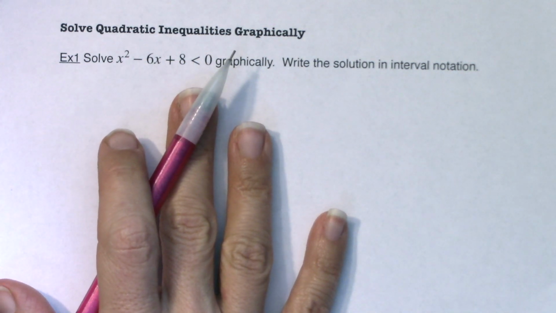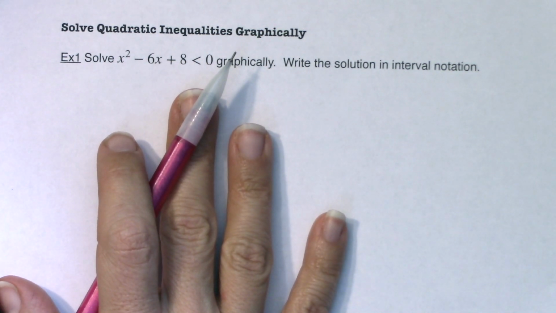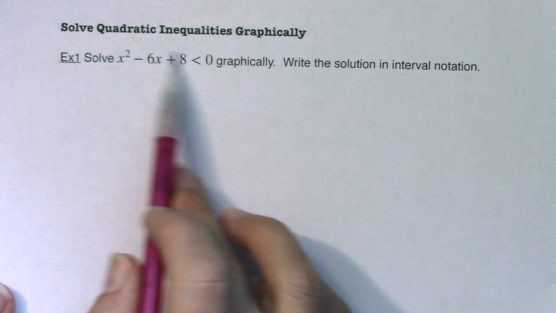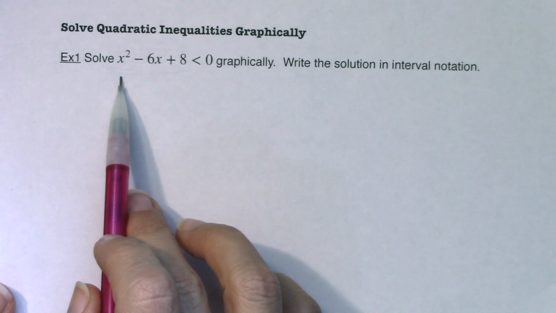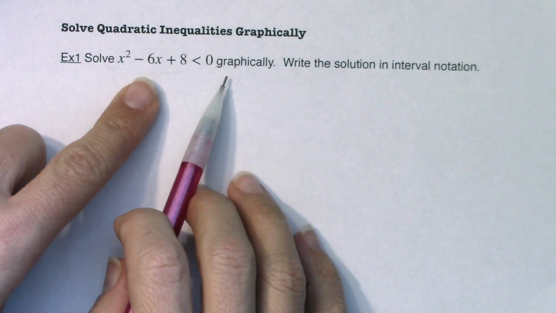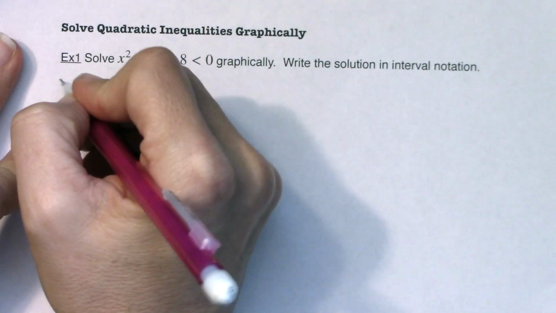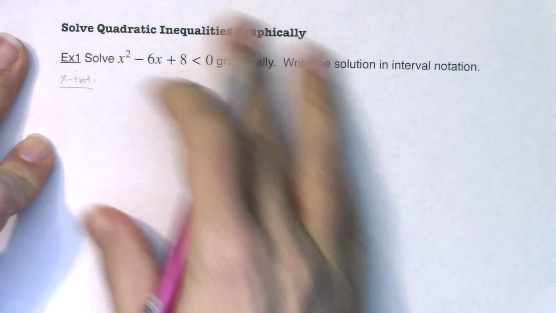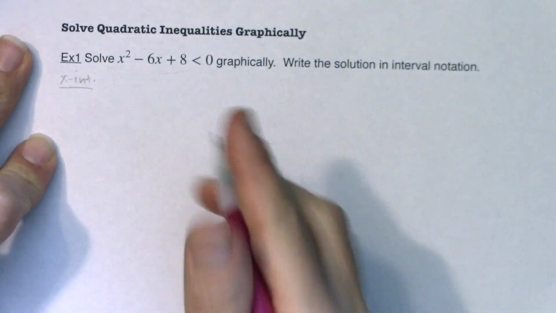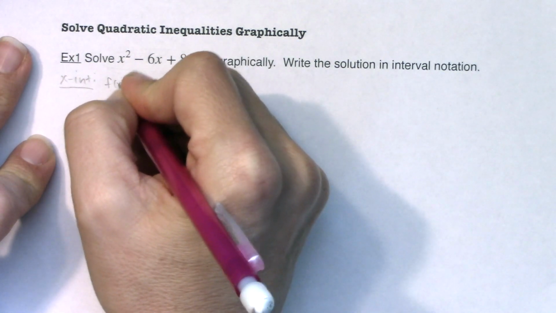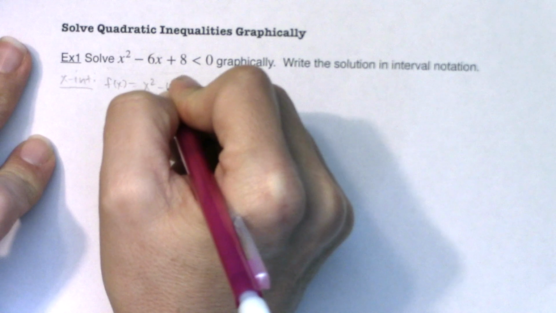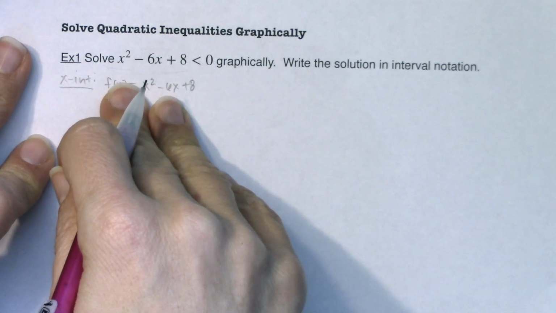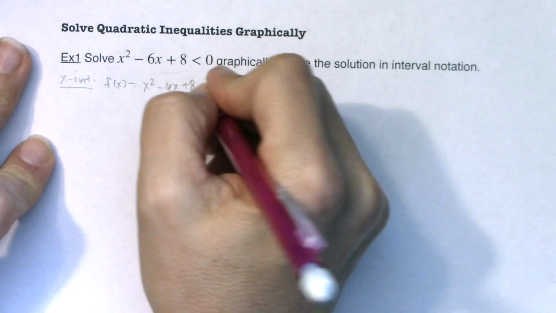So let's go ahead and take a look at example 1, and we're going to do this graphically. So here is my quadratic inequality, okay? And if I want to solve this graphically, what I really want to think about, I'm going to start with finding x-intercepts. All right, so I'm going to find some important points or some interesting points on this graph. So if I think about f of x being x squared minus 6x plus 8, and I want to find x-intercepts, that means I want to set my y-coordinates to 0, right?